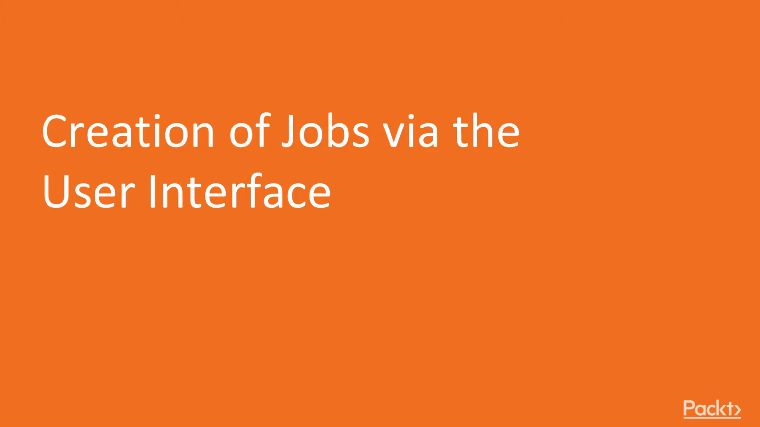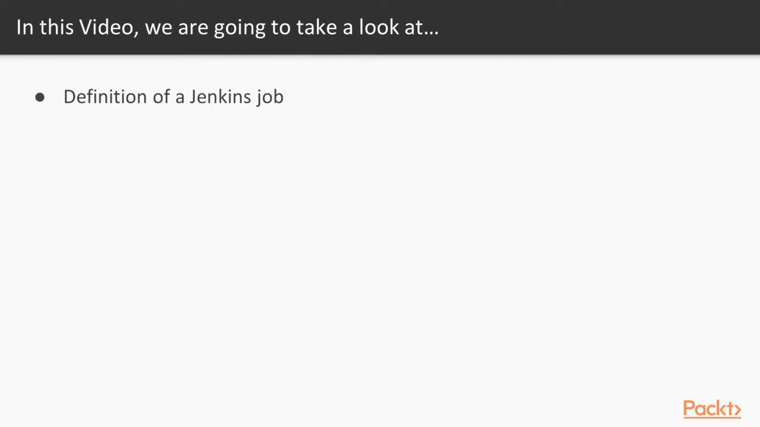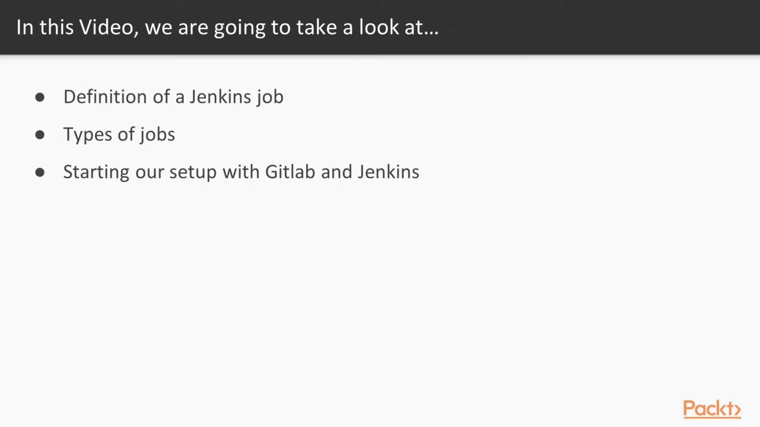We will now talk about the creation of Jenkins jobs via the user interface. In the following we will see what a Jenkins job is and what types exist, and in our setup we are using a pre-configured GitLab and Jenkins installation, so you don't have to hassle around with the configuration on your own. On this base we will practice the job creation. We are going to create several jobs and compare the differences.